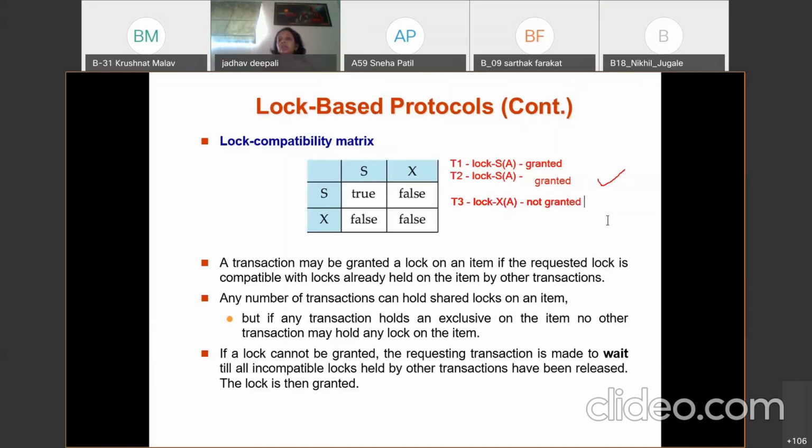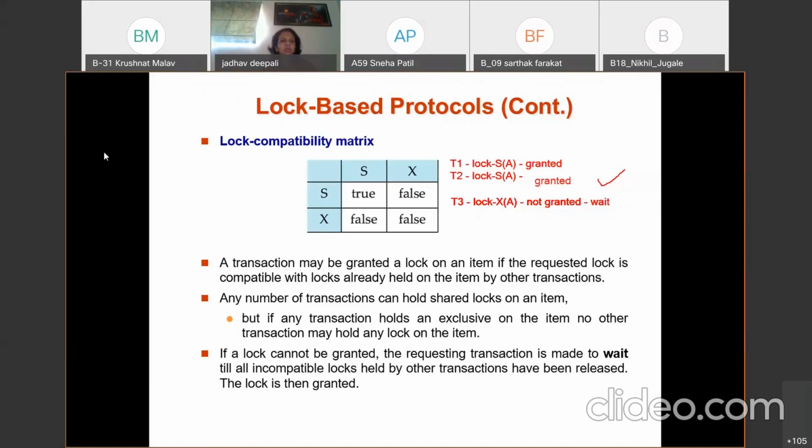And that's why this lock is not granted, and transaction T3 has to wait until the lock is released on that data item by the previous transactions, which are in incompatible mode. So in this way, the compatibility matrix is very important when the locks are granted by the concurrency control manager to the transaction.